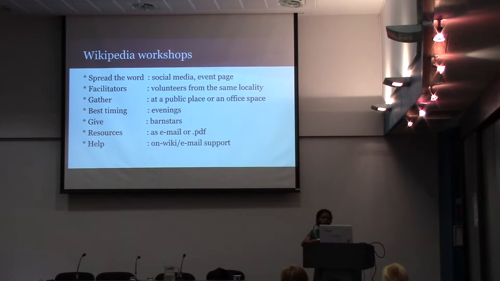And during the Wikipedia workshops, I would like to tell you how we did things at zero cost. To spread the word, we used social media, which is zero cost. And even on the event page, we put up all the details, which was also zero cost. The facilitators were volunteers ourselves. We used to gather in a public place or an office space, which was given to us for free. The best timing, we think, was evenings, because people would be back from work and we wouldn't have to provide lunch or dinner, which is expensive, so we would meet over coffee.